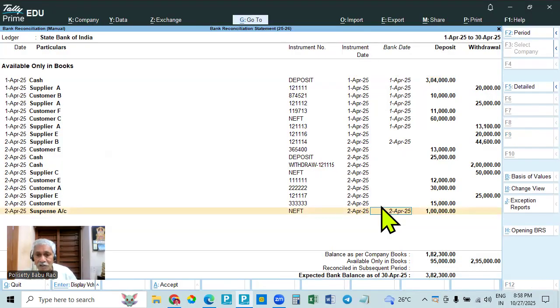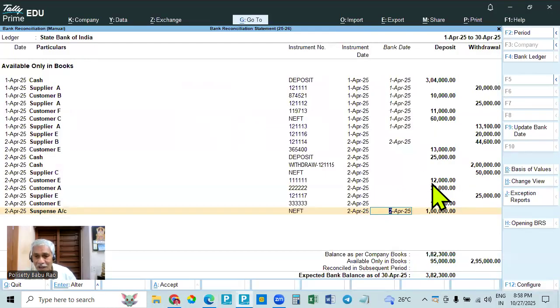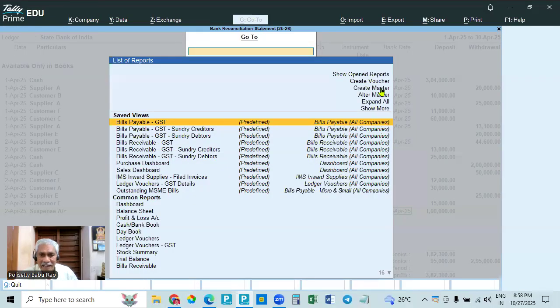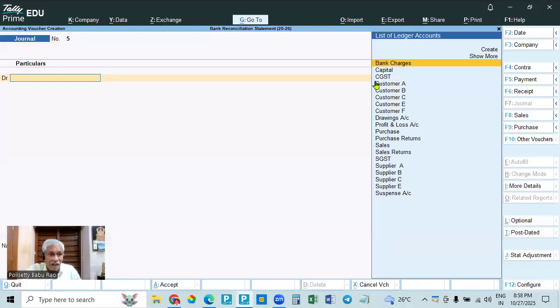Now what do we have to do? Bank has debited our account. So we have to credit the bank account, only 13,000 rupees, this 13,000 rupees check number. Now again go to create voucher. Where do we enter the check bounce? We have to enter it in the journal, same date.